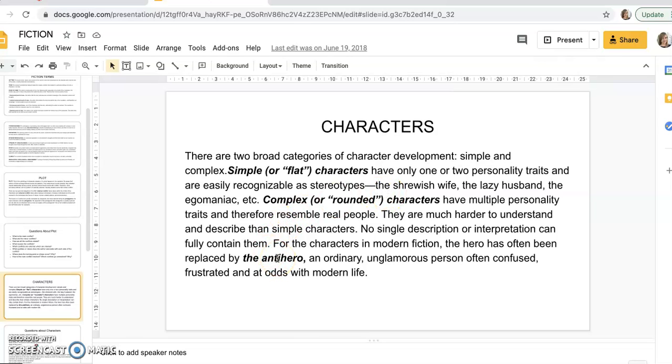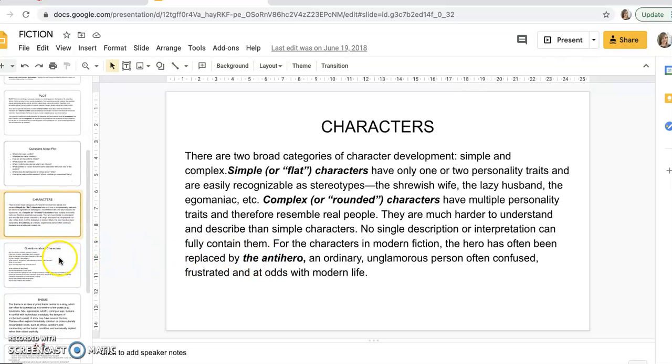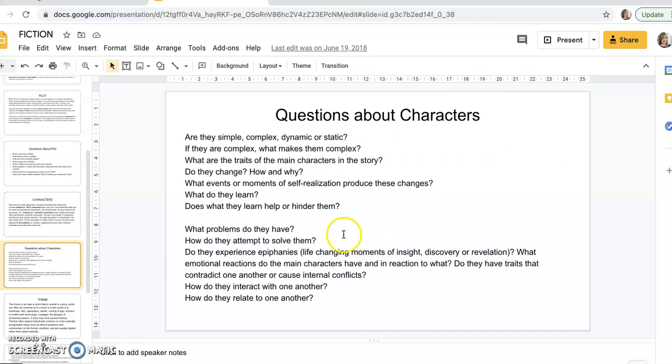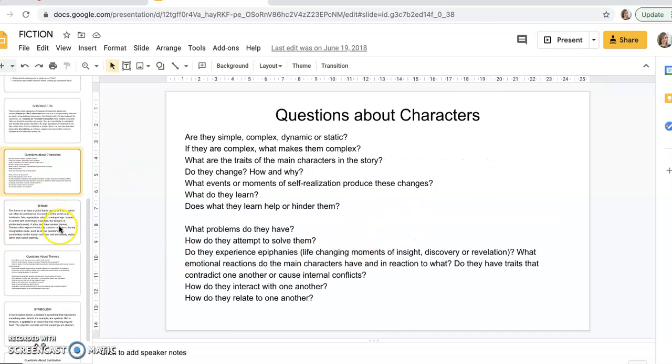The anti-hero is a really interesting figure. Again, thinking about superheroes, right? You've got a character like Superman, Clark Kent, who's really just an average guy, doesn't look like he's anything, but then he's Superman, right? And so it gives people who are really unglamorous and normal and ordinary a chance to shine in a story. And that's really fun when that happens too. So here are some questions you can ask about characters and characterization.